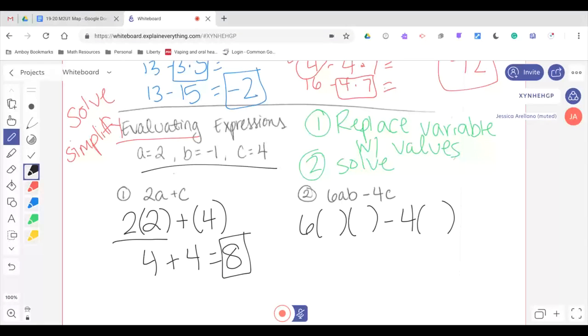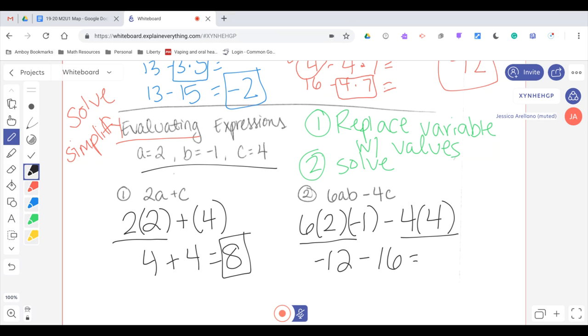So a is 2, b is negative 1, and c was 4. I'm going to do my multiplications first, and I will subtract them. So 6 times 2 is 12, but times a negative 1 makes it negative 12. Minus 4 times 4, which is 16.